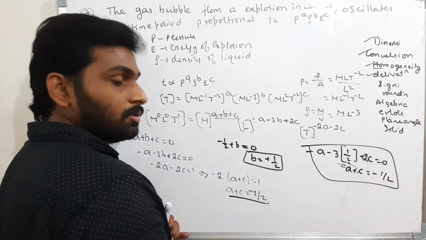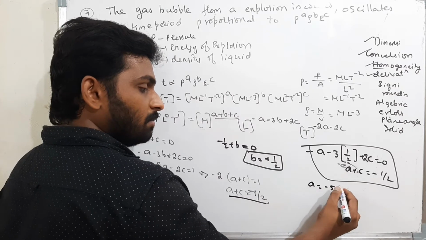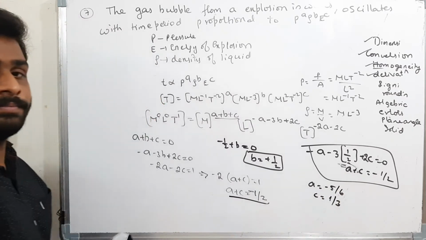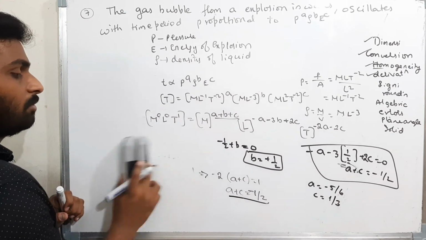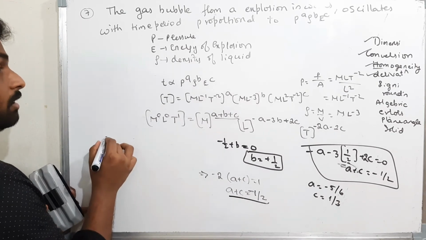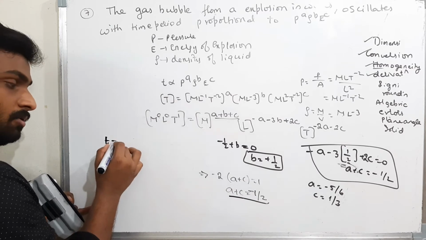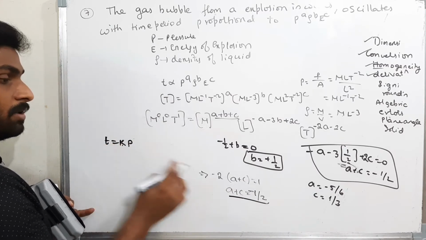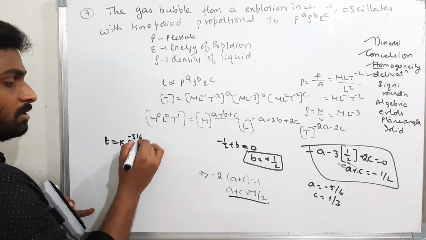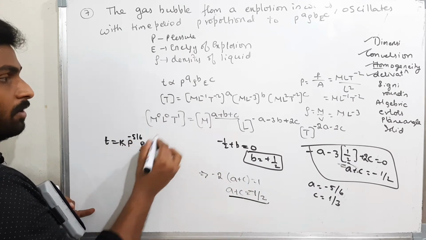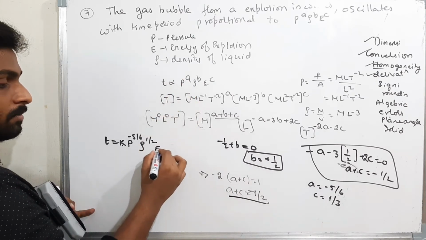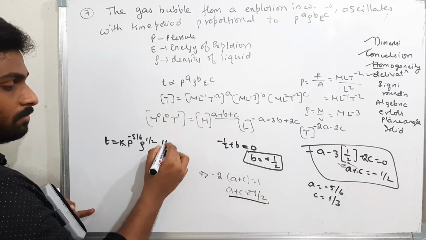If we solve these two equations, you will get the value of A as minus 5 by 6 and the value of C as 1 by 3. Okay, now finally, what is the formula? The formula is the time period T is equal to K, where K is some proportionality constant, into pressure power A, which is minus 5 by 6, density power B, what is B? B is 1 by 2, and E power C, which is 1 by 3.